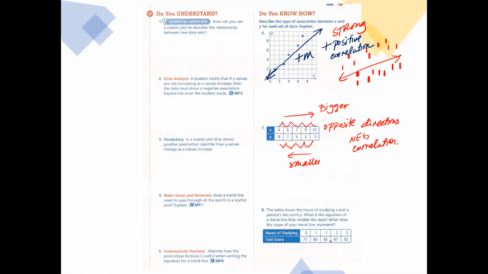Okay, number 8. The table shows the hour of studying and a person's test score. So if you think about it, the more hours that you study, what do you really anticipate to happen on your test? You probably do better. So you have a higher grade. So because it is positive and positive going in the same direction, it is a positive correlation. Now, on the other hand, just like number 7, if it's going in opposite direction, it will be negative correlation.